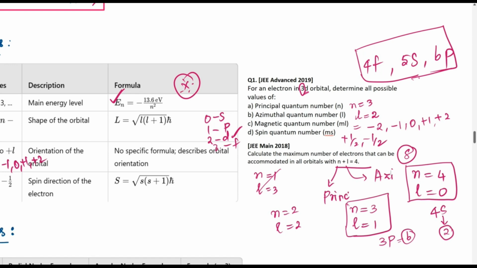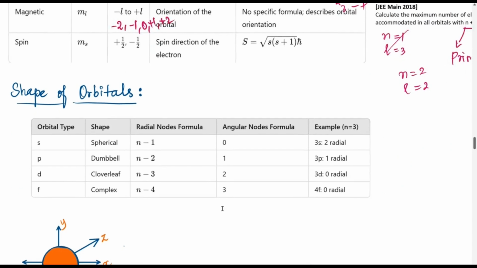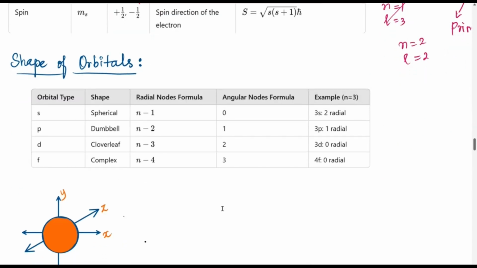Now let's move on to the next part, that is shape of orbitals. This also plays an important role because of these radial nodes, angular nodes part. What is a node, first of all? Where the probability of finding an electron is least. Okay, so that is called a node. Where I can't find the electron in the atom, because I have told you atom mostly consists of empty spaces, right? So where I can't find the electrons, do we have that kind of places inside the atom?